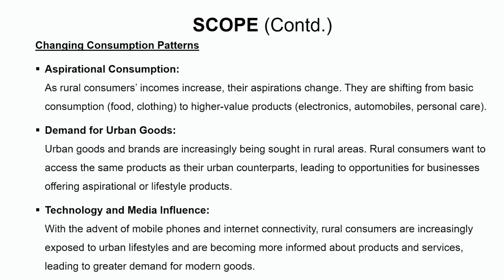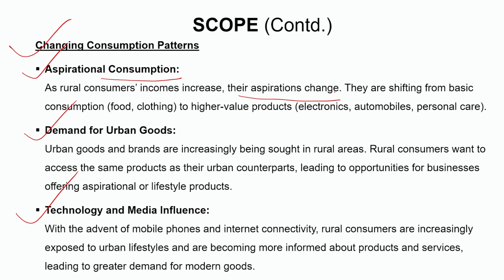Third, we are going to see the changing consumption pattern, which will be discussed under three heads. The first one is aspirational consumption, second is demand for urban goods, and third is technology and media influence. We'll take one by one. When we talk about aspirational consumption, we are saying that rural income is increasing and the aspirations are also changing. Aspiration here is when you look at the other side and feel that you should also buy something which you do not have.